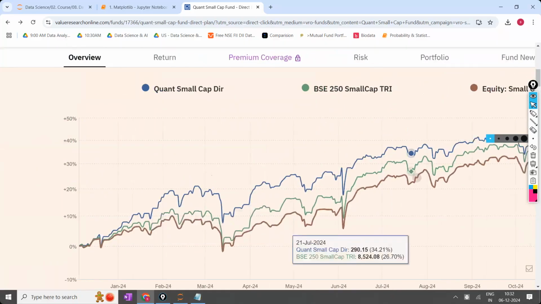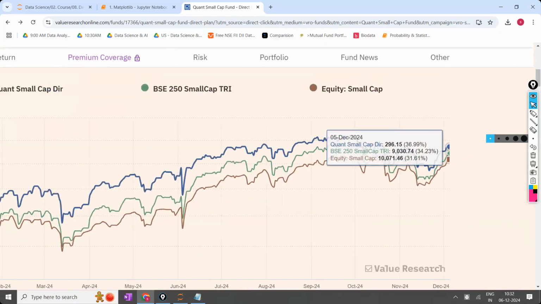Now today, what is the latest value? Let us take the last one. Write it now: 296. The second one is 9030. The third one is 10,071. That is your selling price. For blue, you bought at 232 and sold at 296.